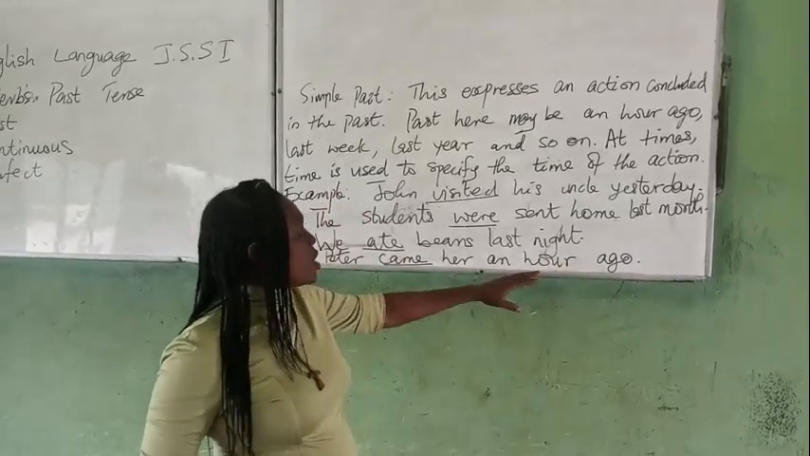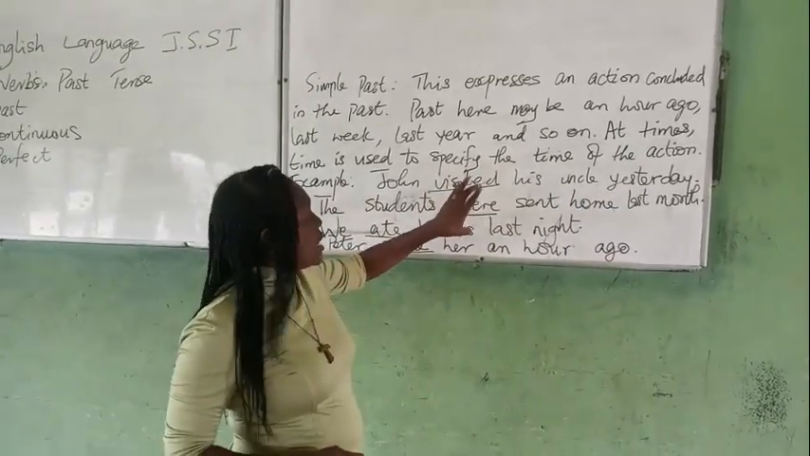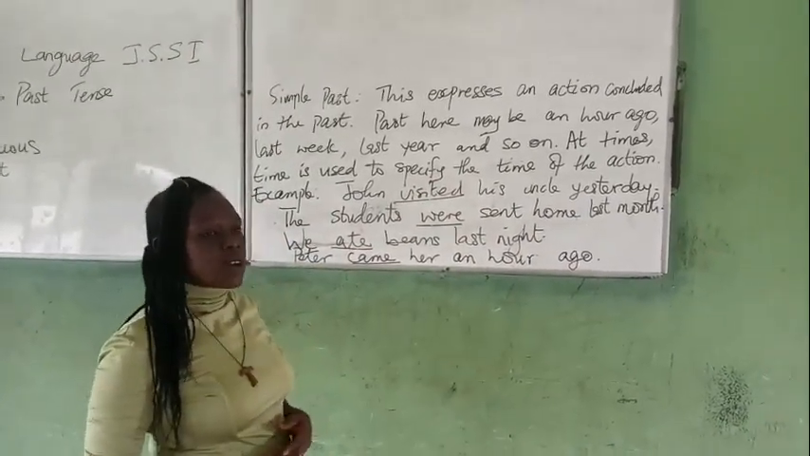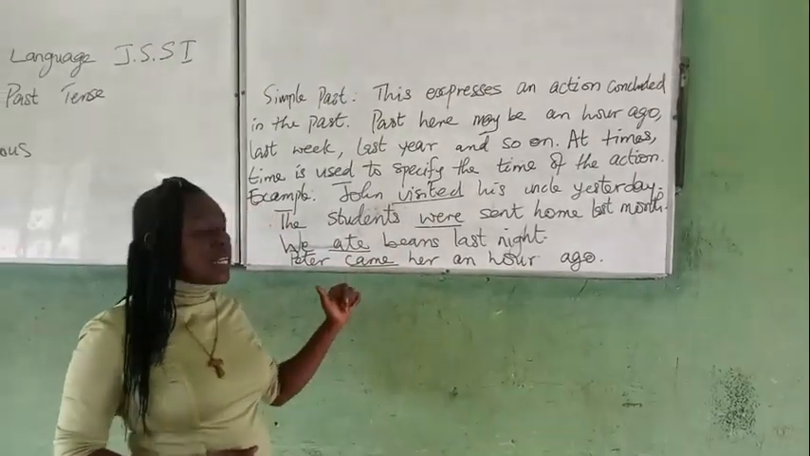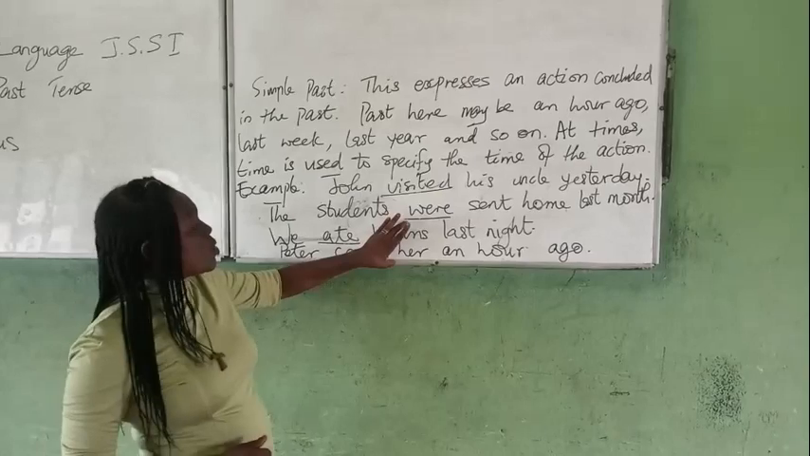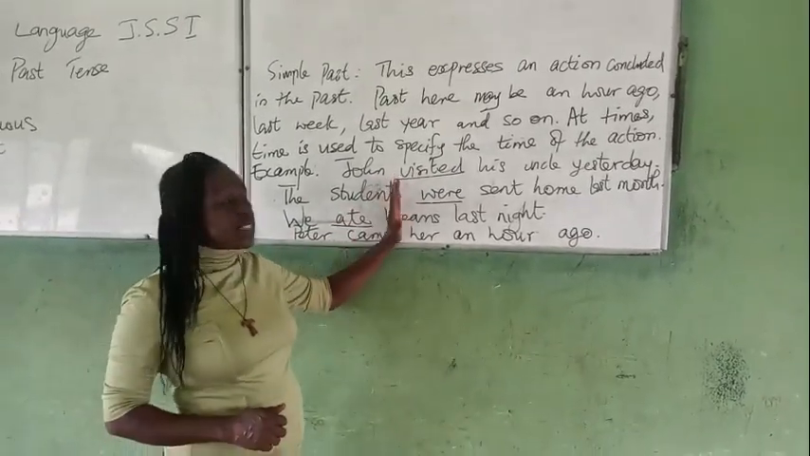So even if we don't specify with time, the tense of the verb will tell your listener the time of the action you are speaking about. I hope my explanation is clear. We will now go to the negative forms and interrogative forms of these tenses.